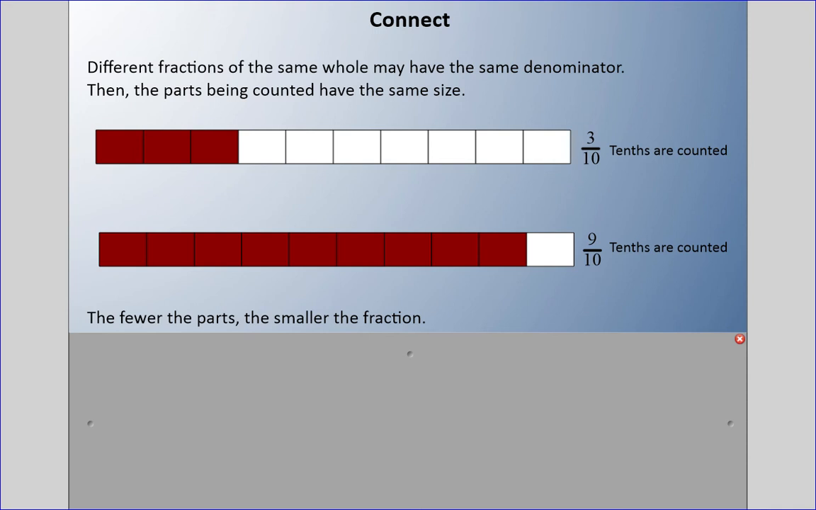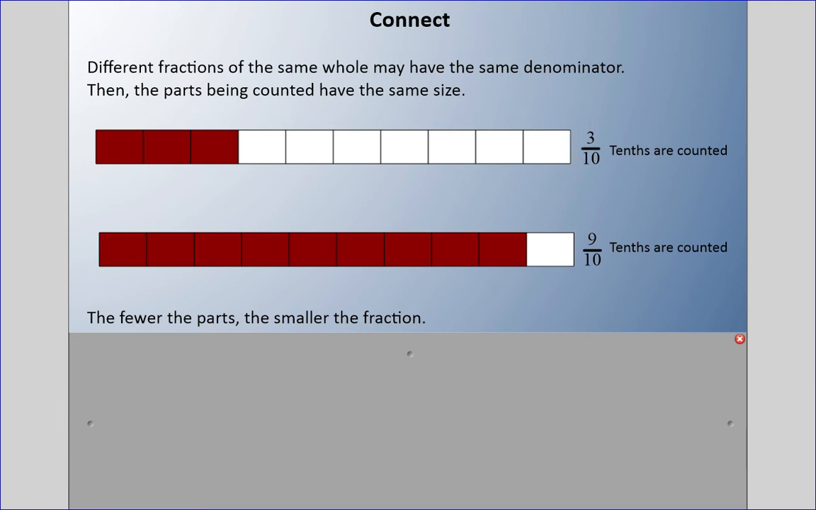And this time we're going to compare fractions where the numerators are the same and sometimes fractions when the denominators are the same. And so there's some different skills and ideas that we need to think about before we do so. Different fractions of the same whole are the same size, same object, same pie shape, same bar shape, may have the same denominator, and then the parts being counted have the same size.